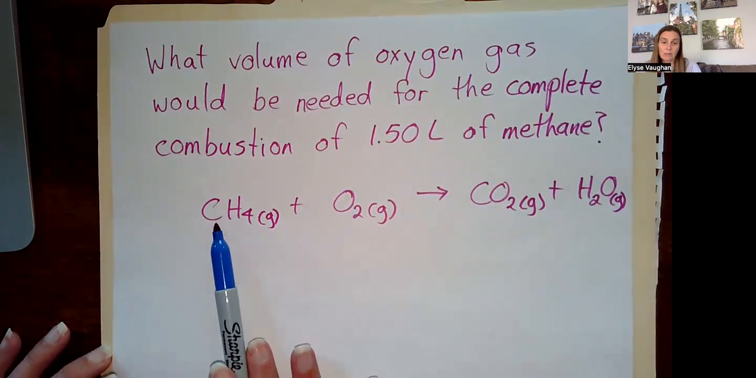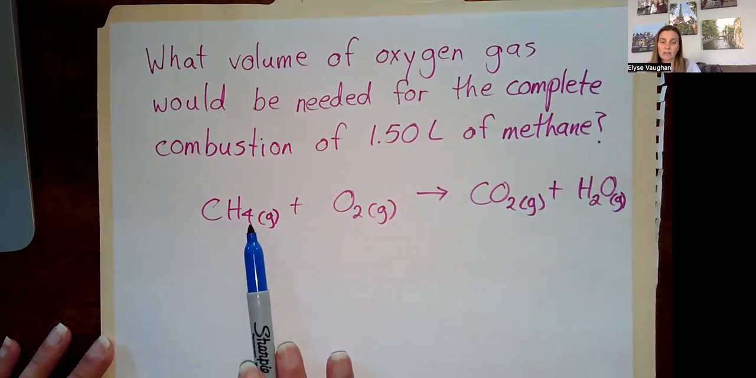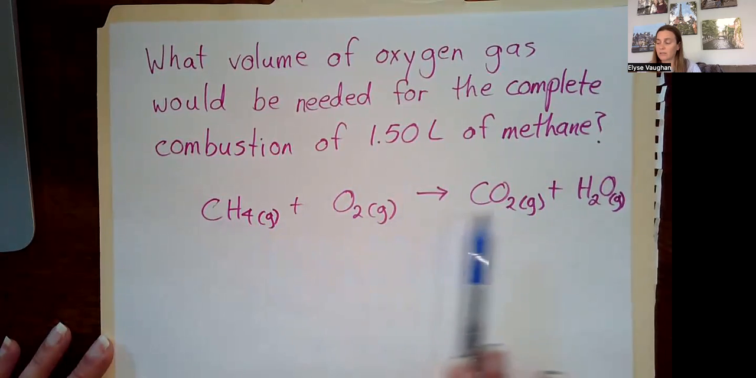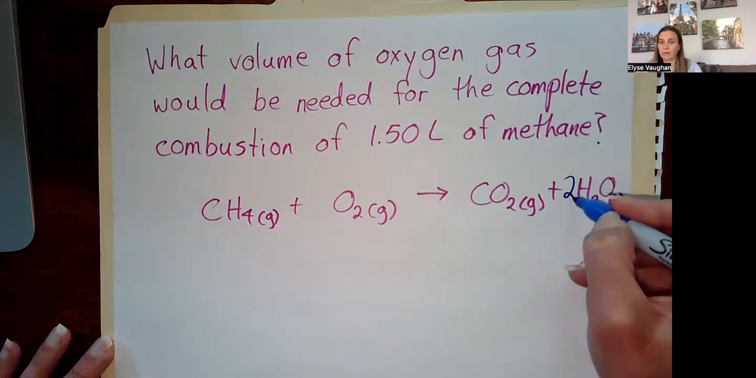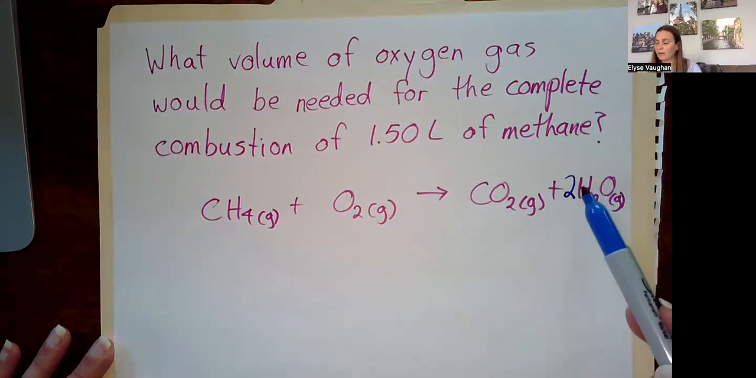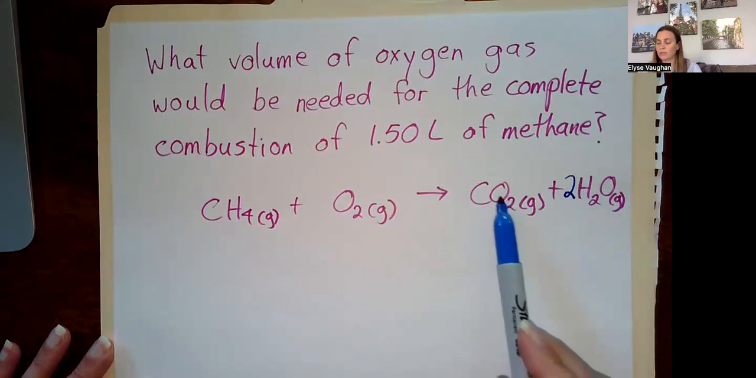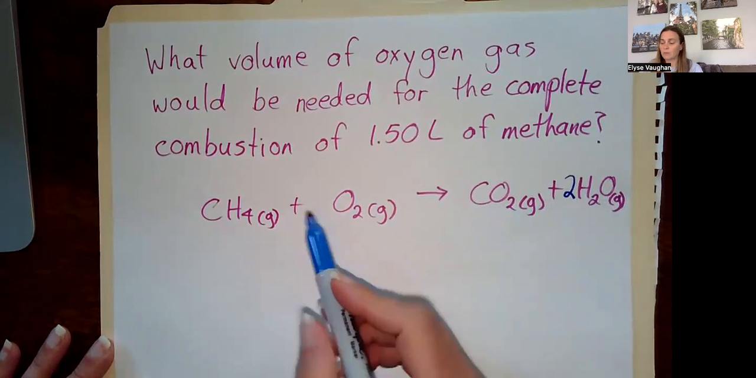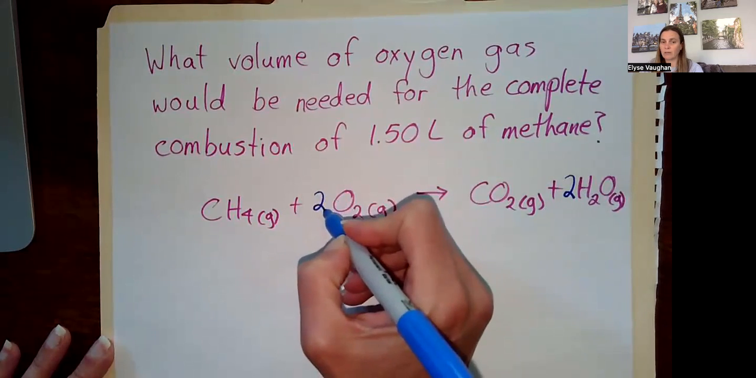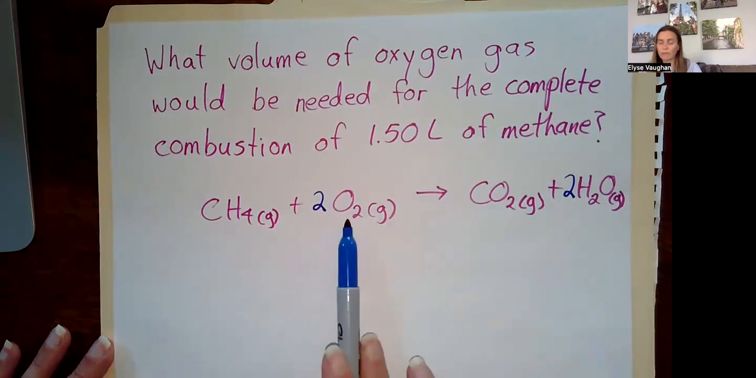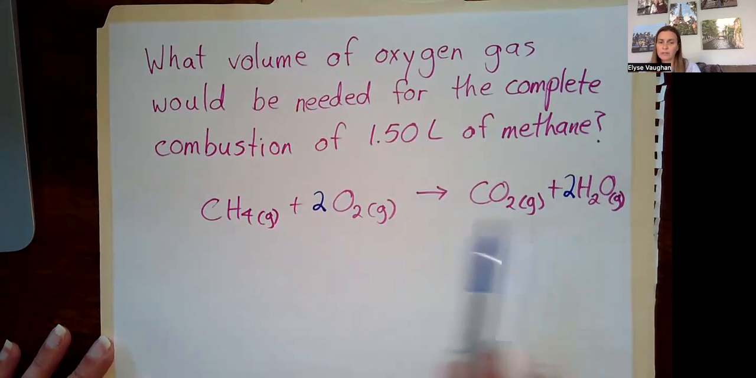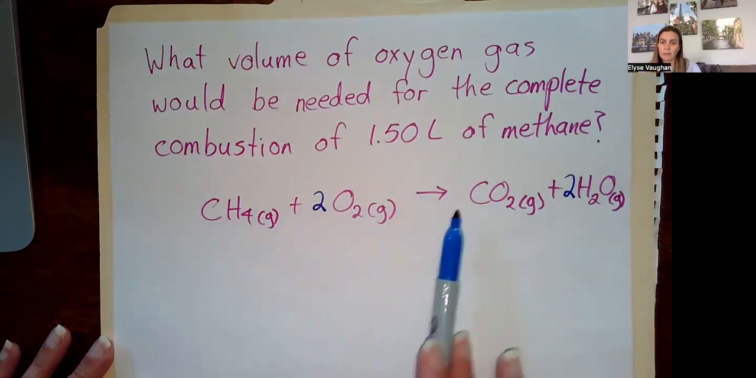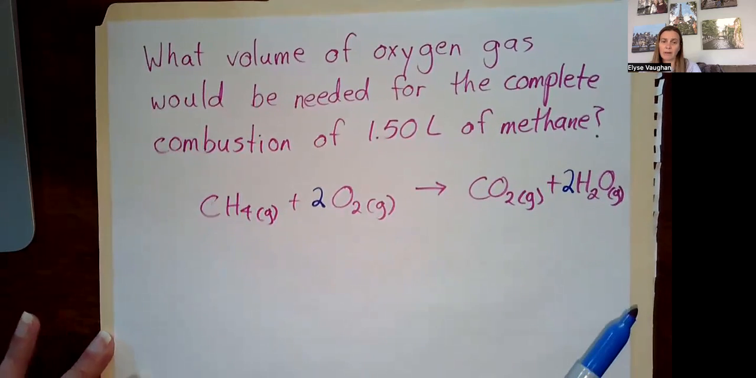So the first step of any stoichiometry problem is to balance our chemical equation. So the first thing I notice is that on this side, I have 4 hydrogens, and here I have only 2. So if I put a 2 in front of the water, that fixes the hydrogen problem. But now I have 2 oxygens plus 2 oxygens, so I have 4 oxygens on the product side. So I'm going to come back over here and put a 2 in front of the oxygen. And now I have 4 oxygens on each side, 4 hydrogens on each side, and 1 carbon on each side. So my equation is balanced.